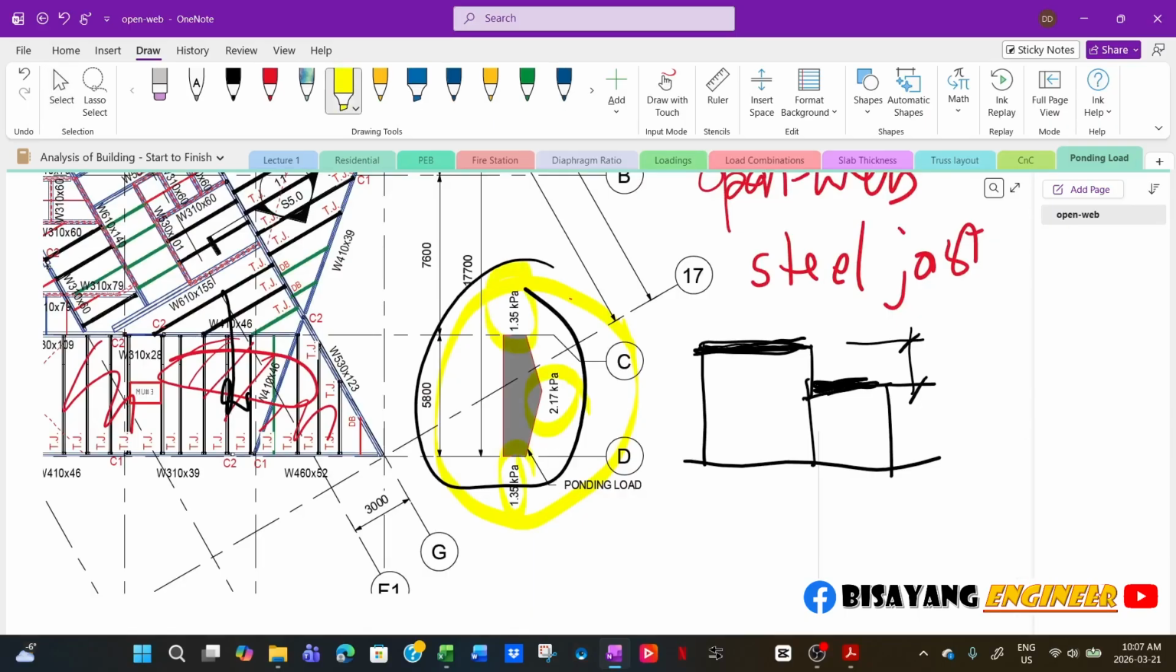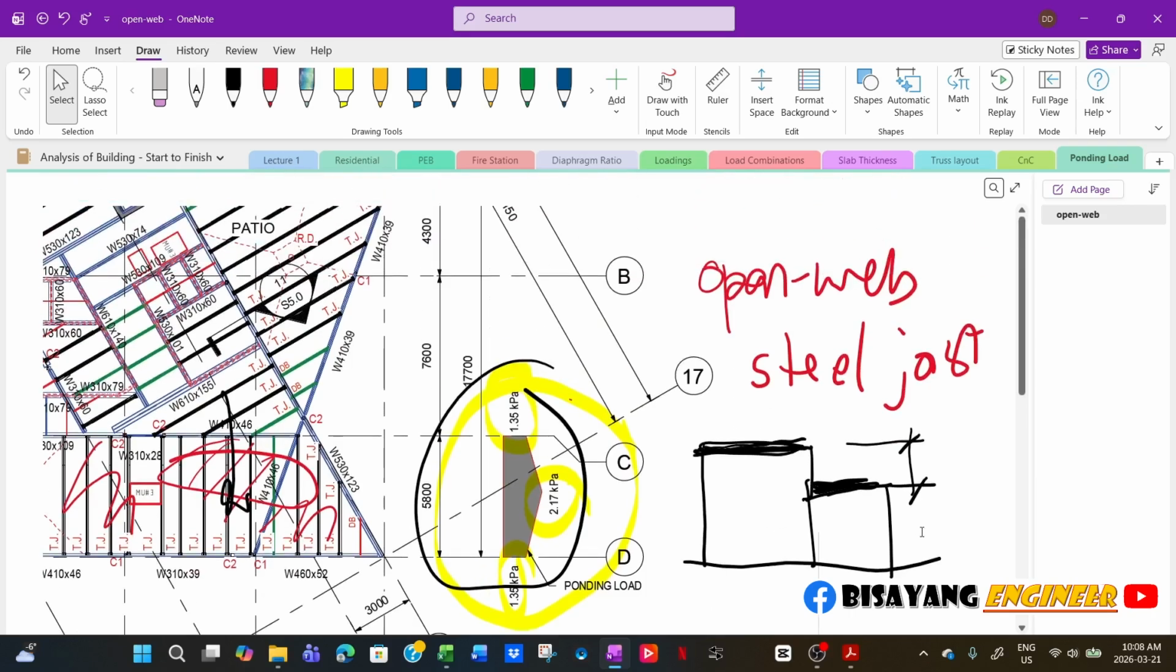Then you compare that to the snow drift loading, and whichever governs would be the final load in sizing the joist. So again, for flat roof, ponding load is also considered, and sometimes that's the critical one.